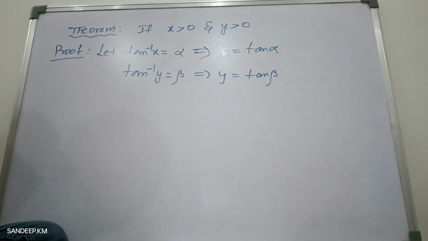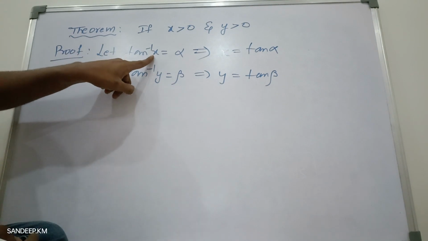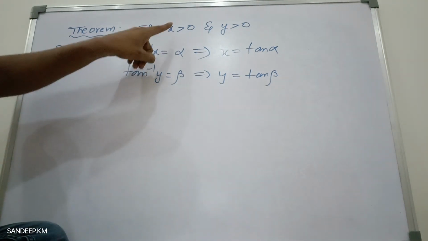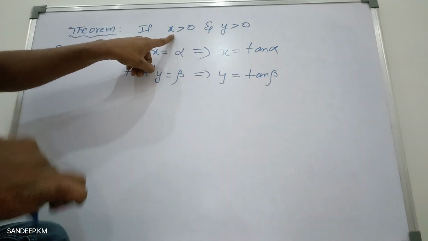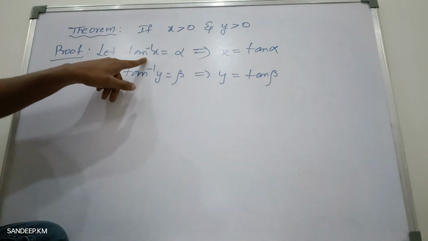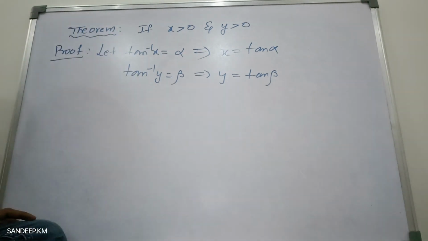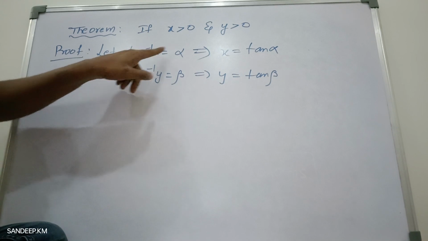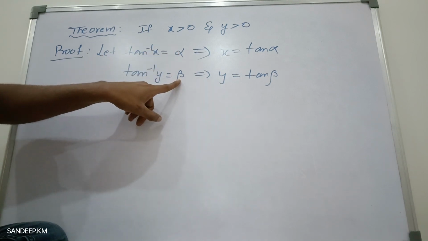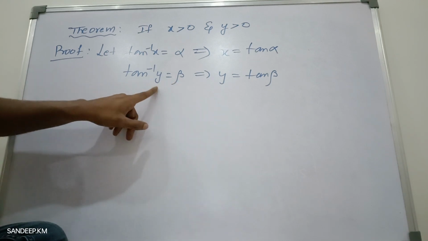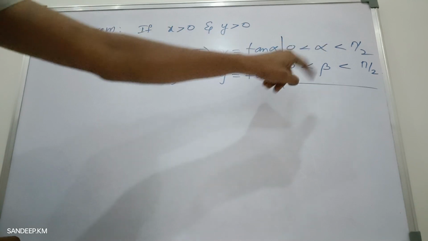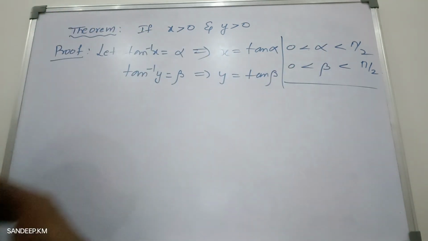And observe one thing, since x is positive, alpha is in the first quadrant, between 0 and 90 degrees. And if x is negative, then alpha is in the fourth quadrant, between minus 90 and 0. It all depends on the range of tan inverse x. Keep this in mind. Since x is positive, alpha is between 0 and 90 degrees, and even beta is also between 0 and 90 degrees as y is positive. Okay? See, I wrote alpha between 0 and 90 and beta between 0 and 90.